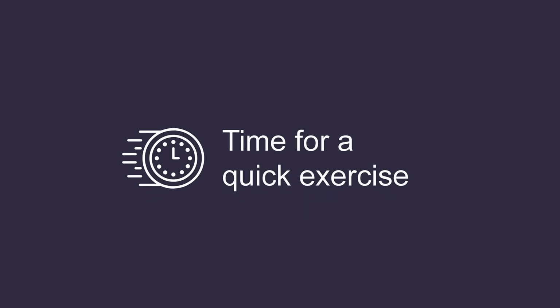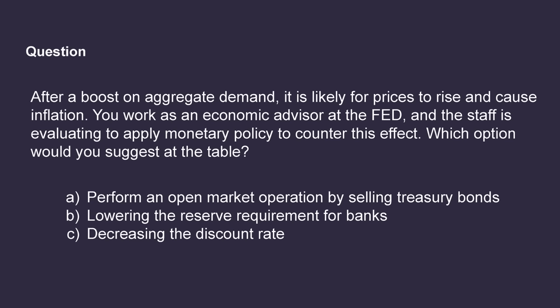With everything we've just covered, it's time for another exercise. After a boost in aggregate demand, it is likely for prices to rise and cause inflation. You work as an economic advisor at the Fed, and the staff is evaluating applying monetary policy to counter this effect. Which option would you suggest to the table? A. Perform an open market operation by buying treasury bonds. B. Lowering the reserve requirement for banks. C. Decreasing the discount rate.